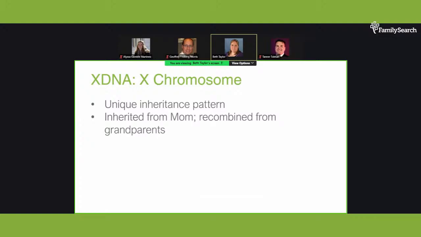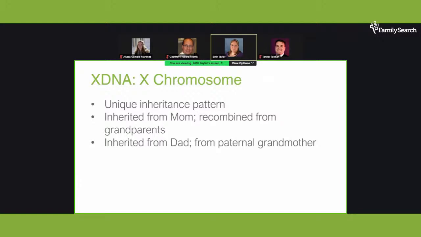Everybody has inherited xDNA from their mother, because again, mom being biologically female only has X chromosomes to pass on. However, that X chromosome that you got from mom was recombined at the grandparent level. So it's a combination. I mean, it might not have been recombined. There are those cases, but just kind of keep in mind that you can get your xDNA from both of mom's parents.